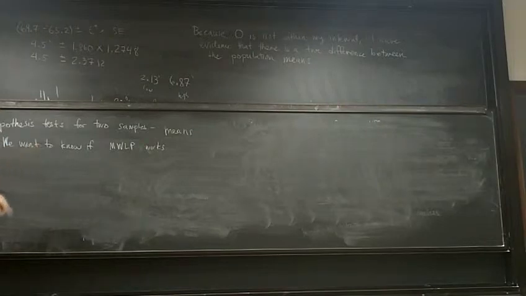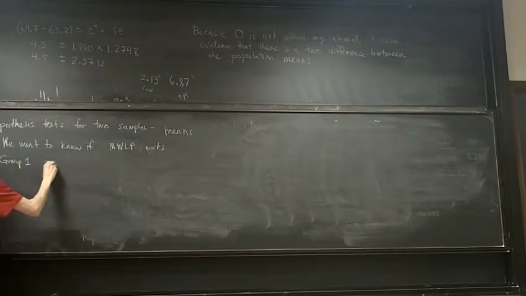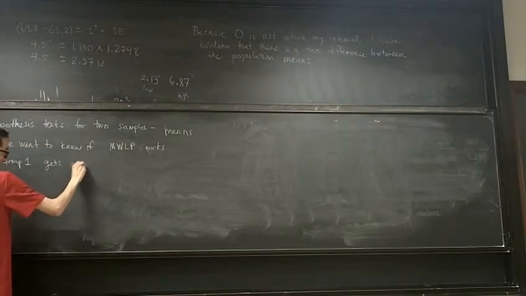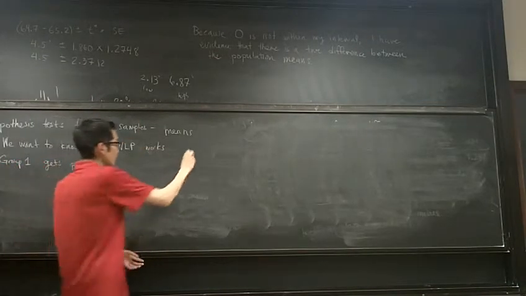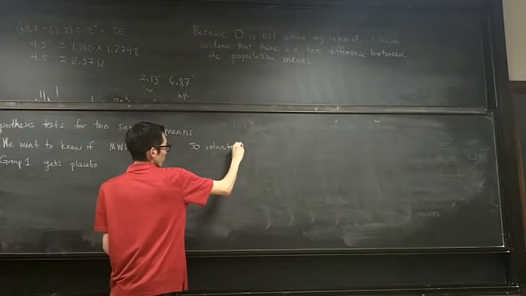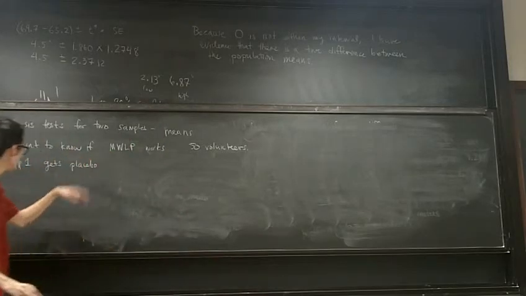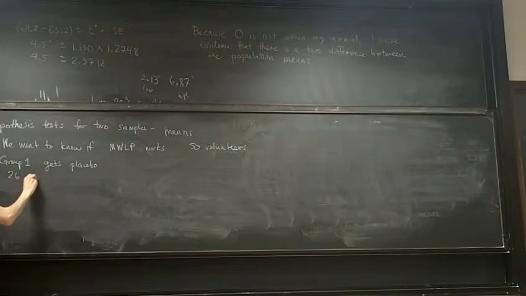We want to know if this works, so we're going to compare it to placebo. Group 1 gets the placebo. Let's say we find 50 volunteers, and group 1 gets the placebo, and let's say 26 are in group 1.